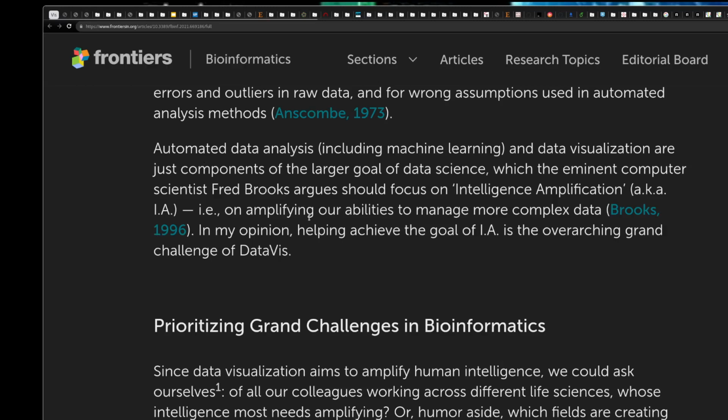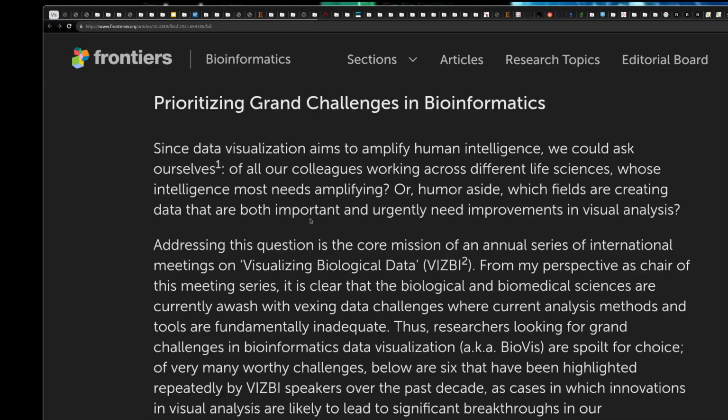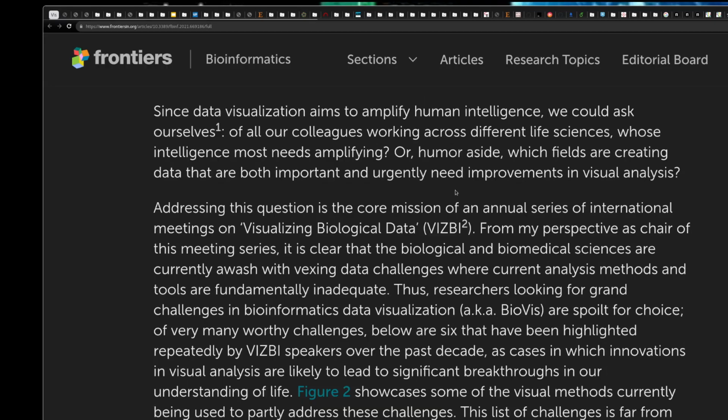Prioritizing grand challenges in bioinformatics. Since data visualization aims to amplify human intelligence, we could ask ourselves: of all our colleagues working across different life sciences, whose intelligence most needs amplifying? Or, humor aside, which fields are creating data that are both important and urgently need improvements in visual analysis?